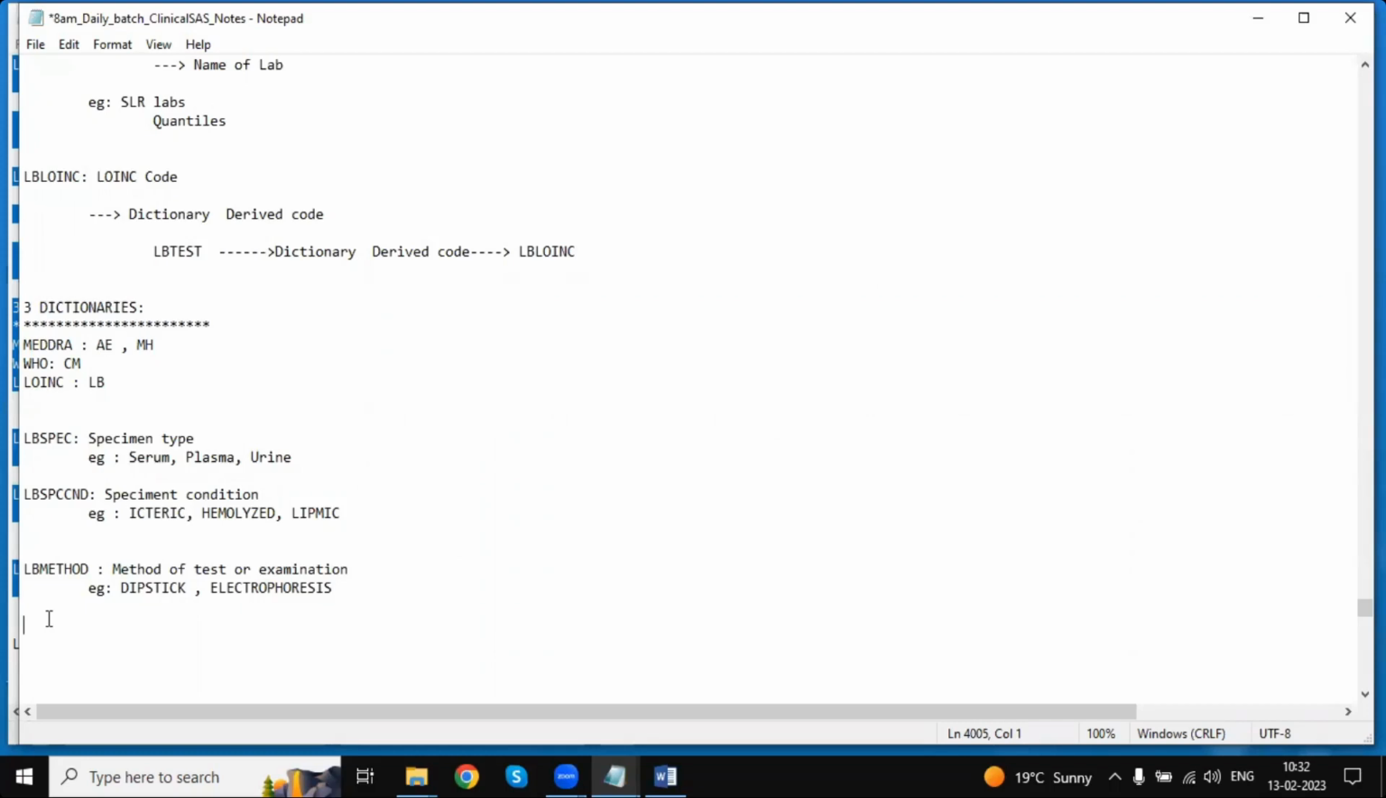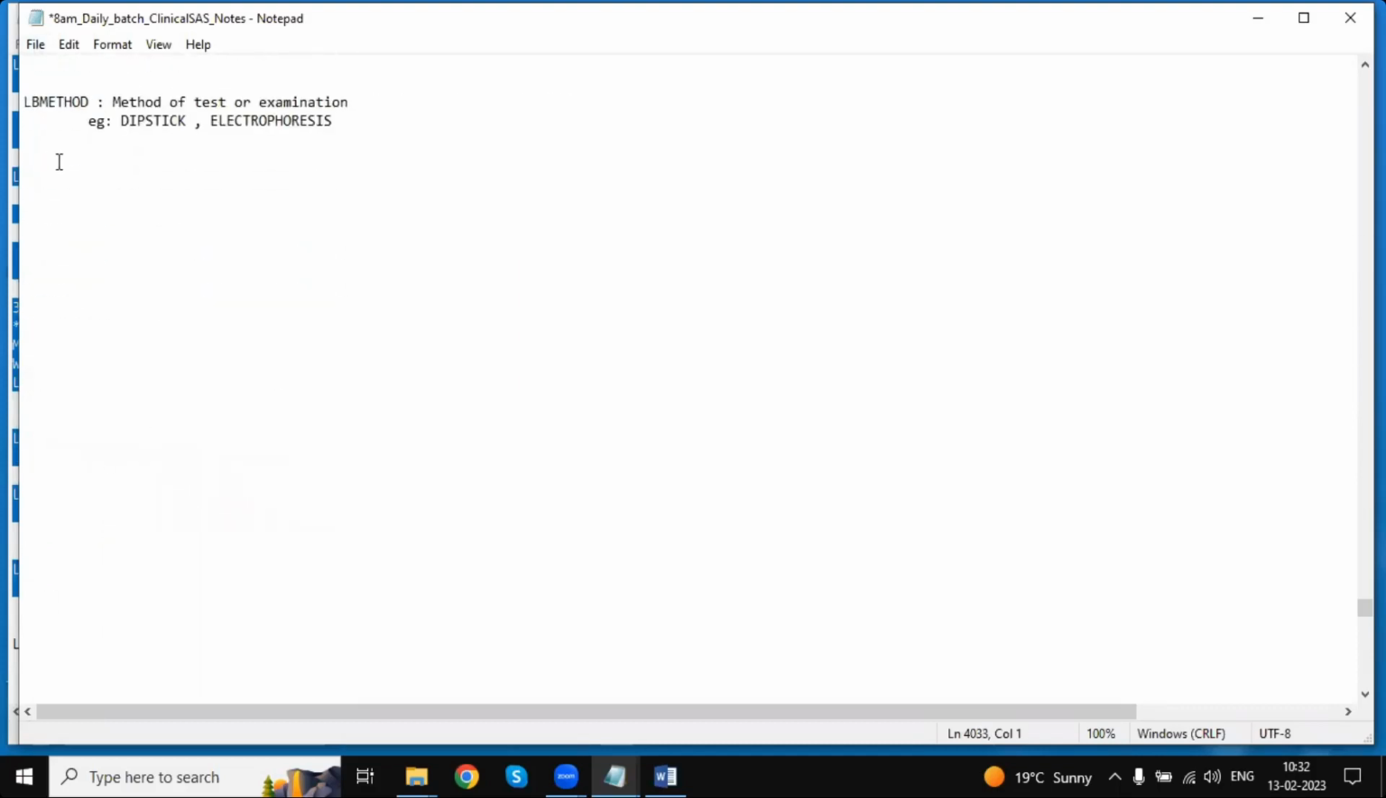Okay. So now, in the findings category itself, the important variable is the baseline flag, LBBLFL. Baseline flag: you will be capturing Y or missing values only. So when do we have to give the baseline flag? What is the meaning of baseline?